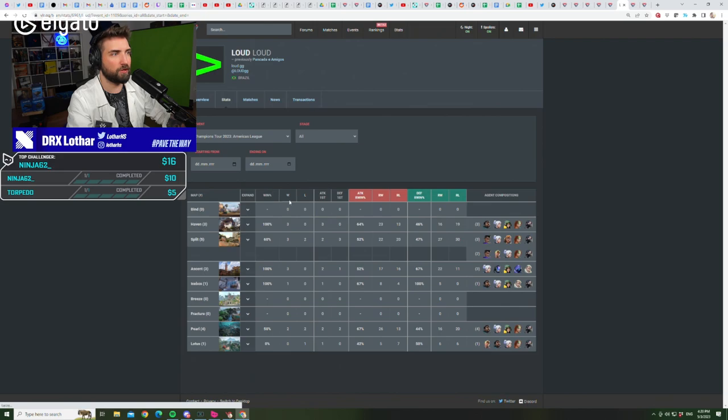Loud, America's Leagues, Split. I don't see a Sage over here. They play double Duelist with an Initiator and Viper and Astra. And also, this is a great way of building your lineup because Astra has only two smokes, so you supplement those smokes with the Viper.